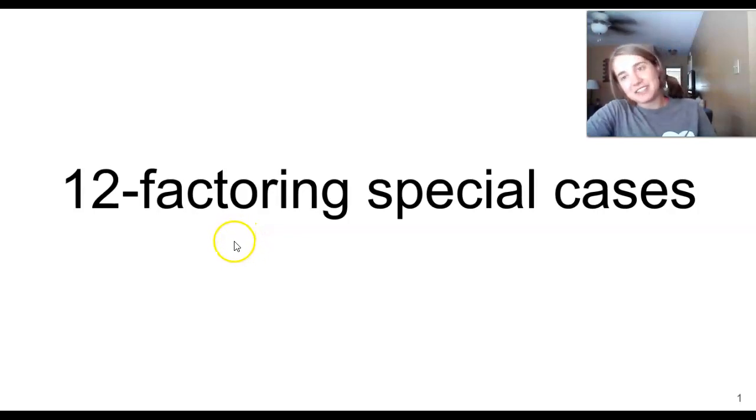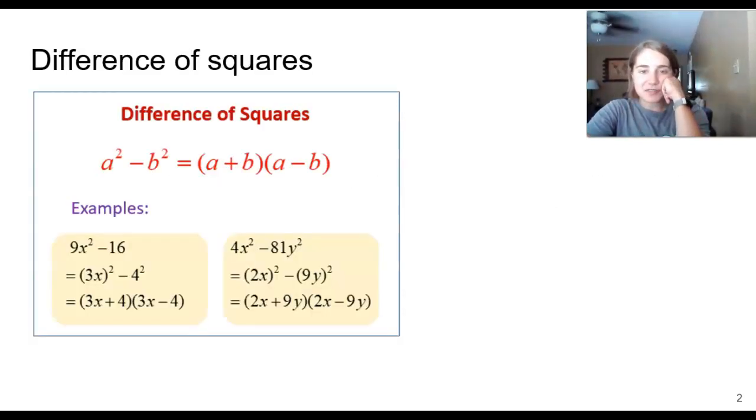Hi, you guys. We're going to continue factoring and we're going to talk about special cases. So, you want your notebooks out and being ready to copy and take notes. So, we're going to start with difference of squares.